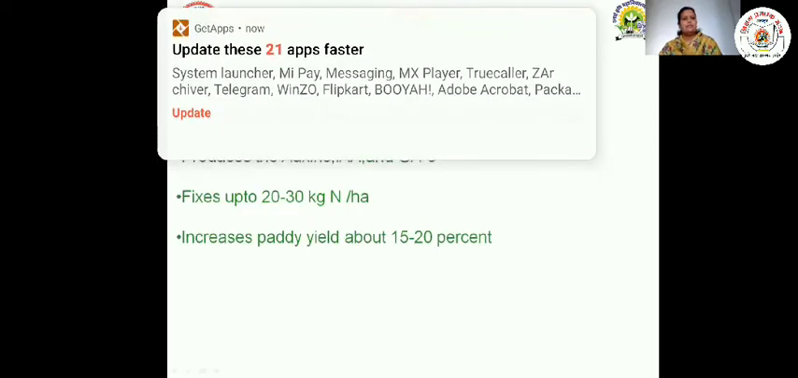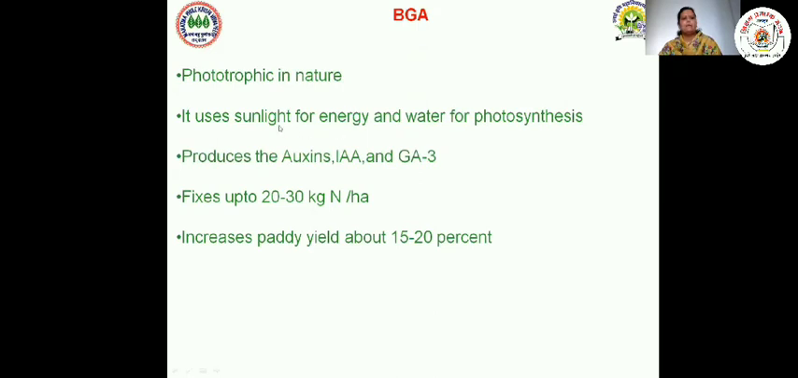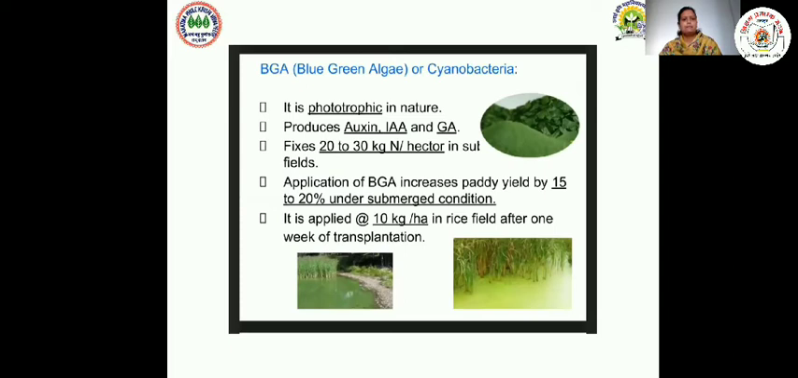BGA is also phototrophic in nature. It uses sunlight for energy and water for photosynthesis. They also produce growth-promoting hormones like auxins, IAA, and GA3. They fix 20 to 30 kg nitrogen per hectare and increase the paddy yield up to 20%. It is applied at the rate of 10 kg per hectare in the rice field one week after transplantation.